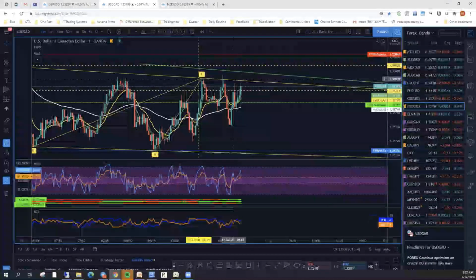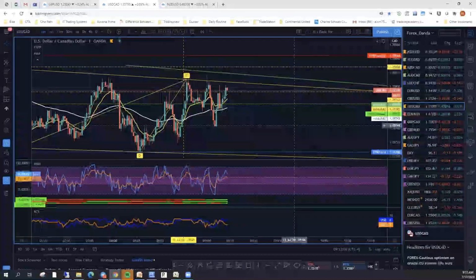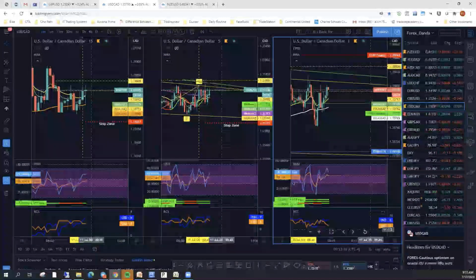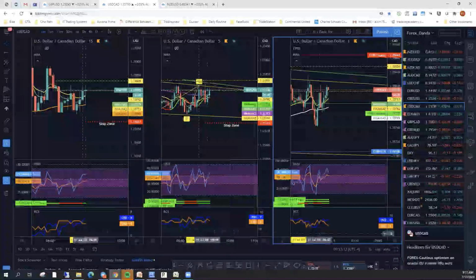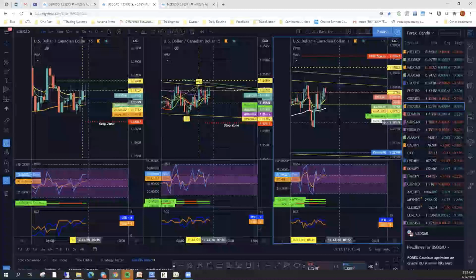Again, here's our wedge. Now the question is, can we get a close in here? And we're going to be looking at the strength of all of our Magellans down here. Dollar is still strong, so you do not want to be taking it short with this type of strength right now.